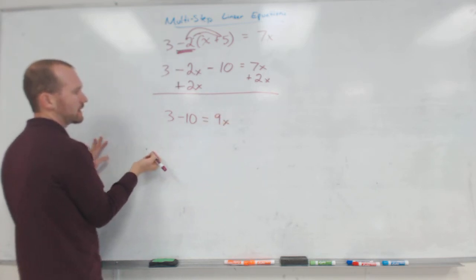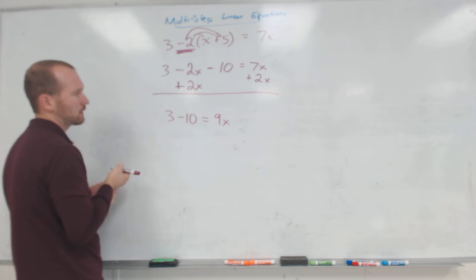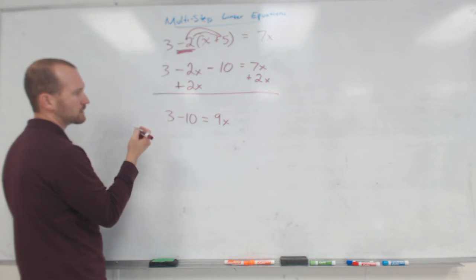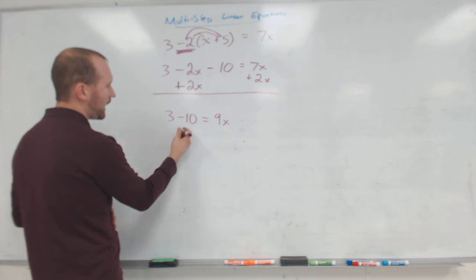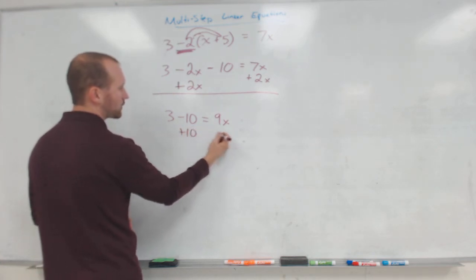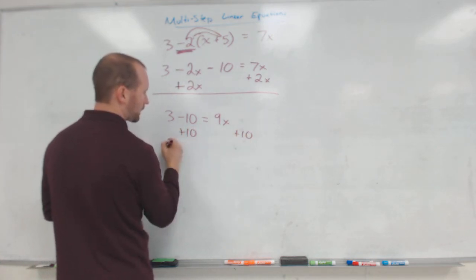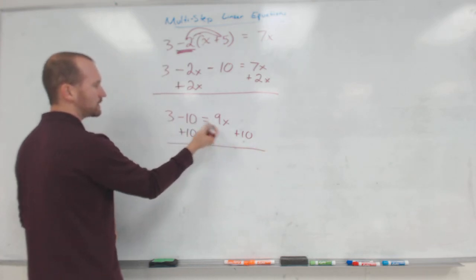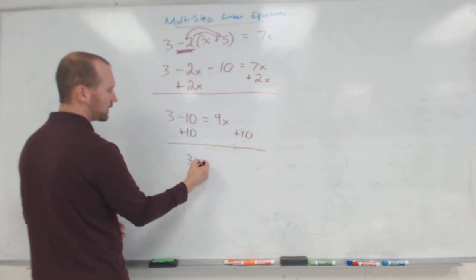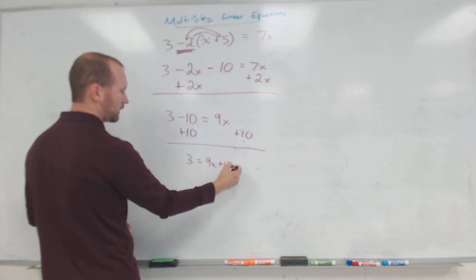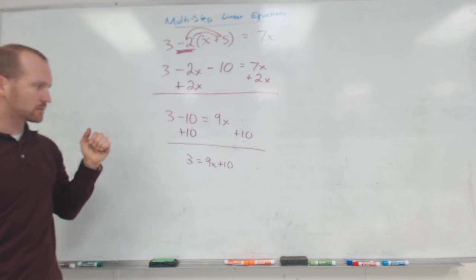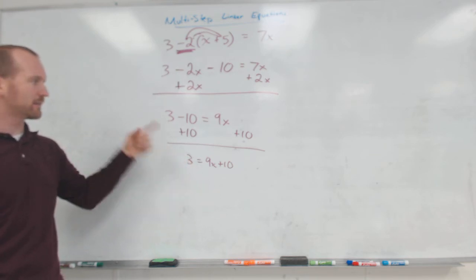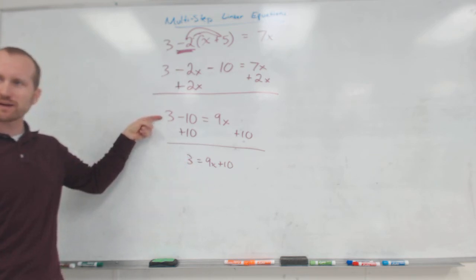What's 3 minus 10? Add 10. We could add 10 to both sides, but it's easier to combine like terms. If we added 10 to both sides, watch what we end up doing. 3 minus 10 equals 9x. Now I've got 3 equals 9x plus 10. What do I want to do next? Subtract 10. Wait a second. No, that was up here, right?